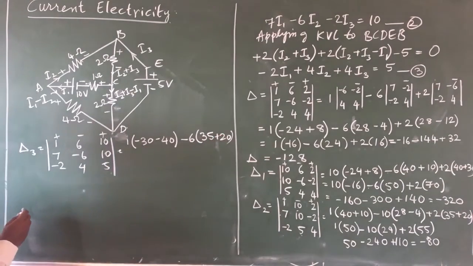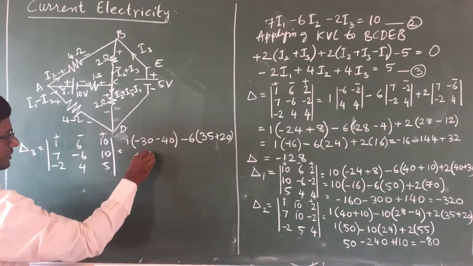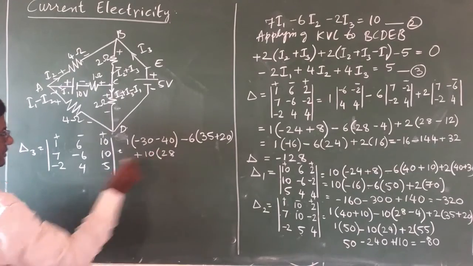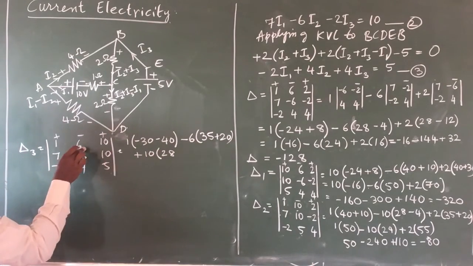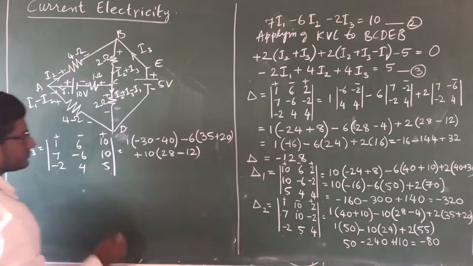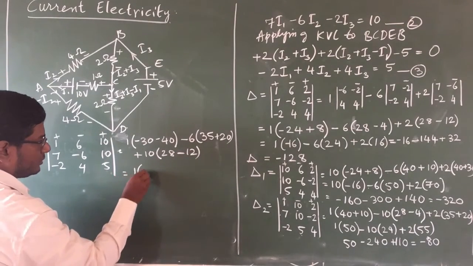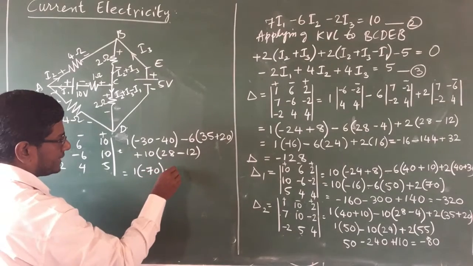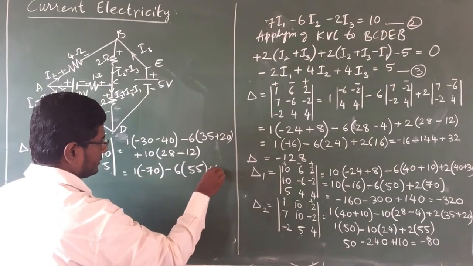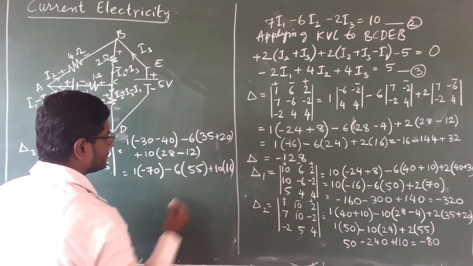Then the third one, plus 10 into 7 into 4, 28. Minus into minus, plus, as there is another minus, so there will be a minus sign. 6 into 2, 12. So it will be 1 into minus 70 minus 6 into 55 plus 10 into 16.